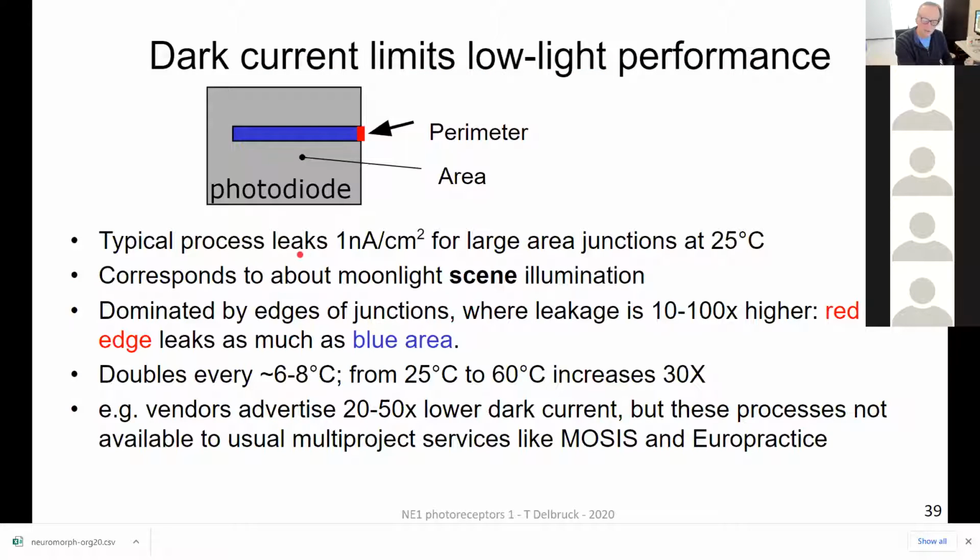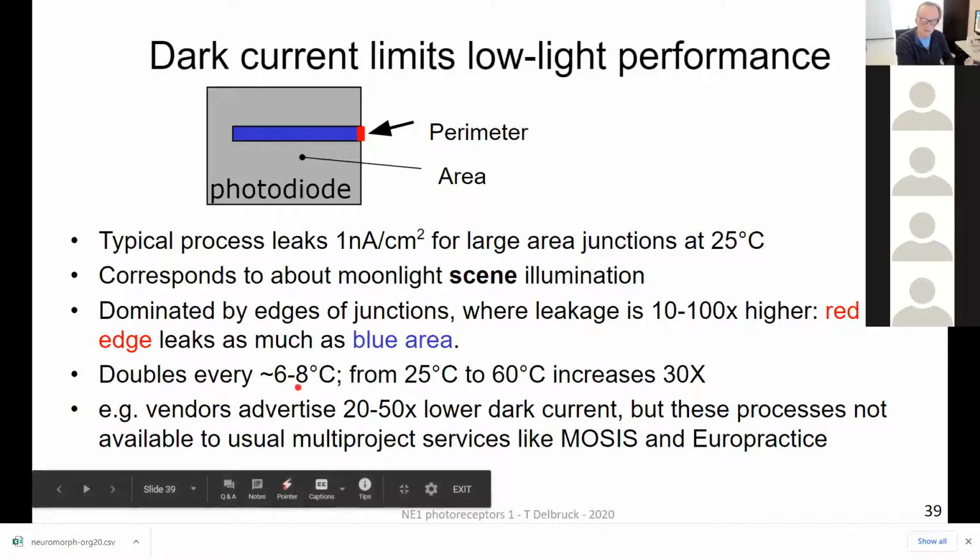And in a typical process, the junctions leak about 1 nanoamp per square centimeter of junction area for large area junctions at room temperature. And this leakage current actually corresponds to about moonlight scene illumination. So the basic photodiode that you get in a process is quite leaky. And it's because there's bad stuff that happens at the mid-band states, and especially where the junction comes up to the surface. In fact, this leakage is dominated by the edges of junctions, where leakage is 10 to 100 times higher. So this little bit of red edge here leaks as much as this blue area in the middle of the junction.